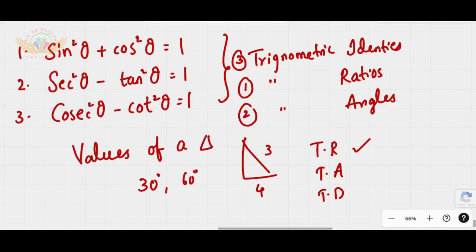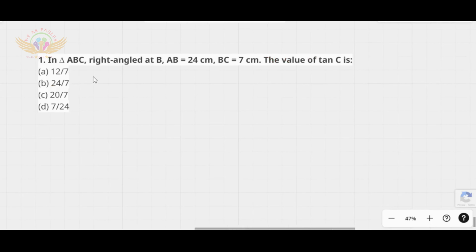So let us move to the 1 mark questions, MCQs, most probably asked questions in the previous papers, and solve them. Here in this question it is given that there is a triangle ABC. It's a right angle triangle at B, so you have to draw a 90 degrees angle at point B. AB is 24 centimeters and BC is 7 centimeters, and you have to find the value of tan C.